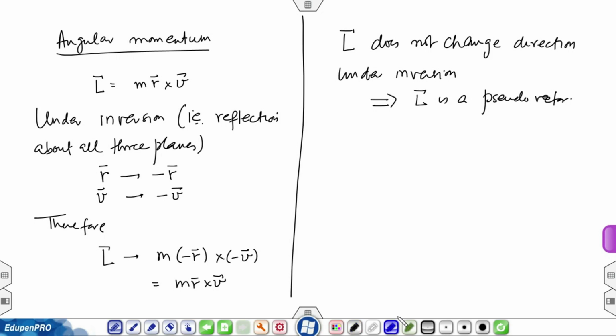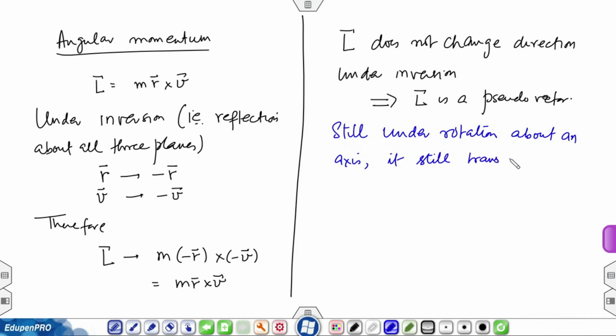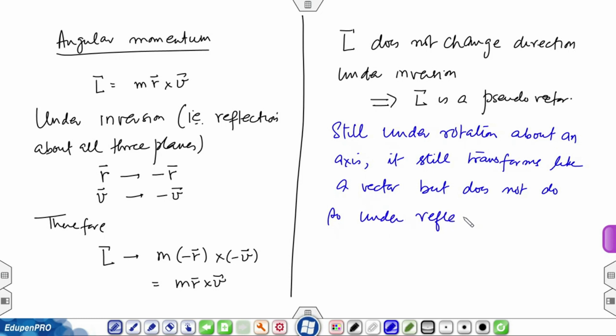Why? Because still under rotation about an axis, it still transforms like a vector, but does not do so under reflection, because it is not changing sign. So, it is a pseudo vector. Let us understand why that happens.